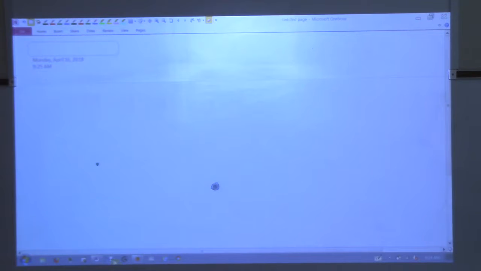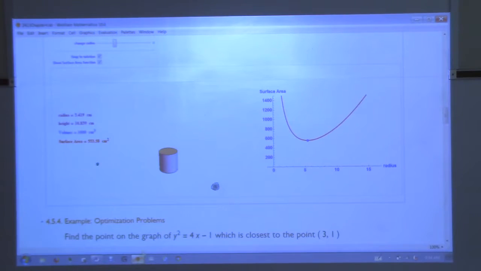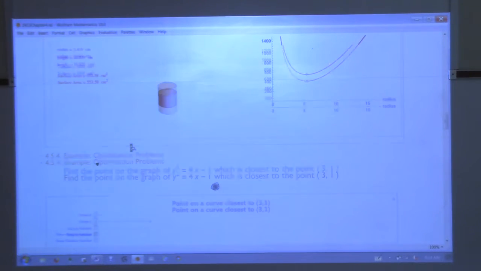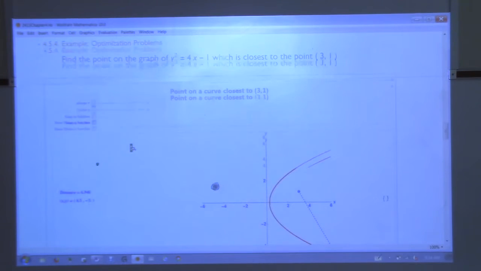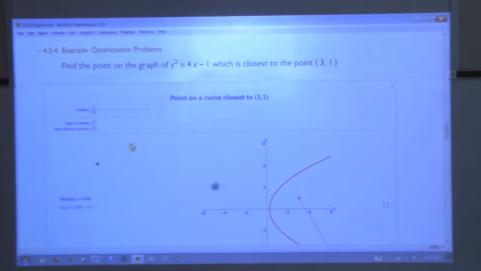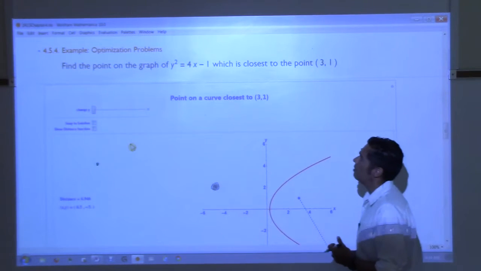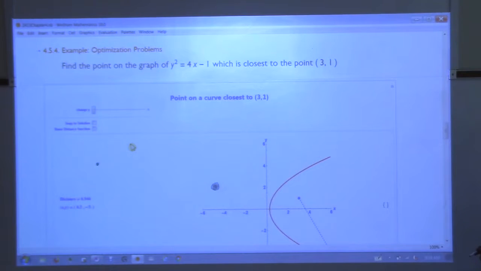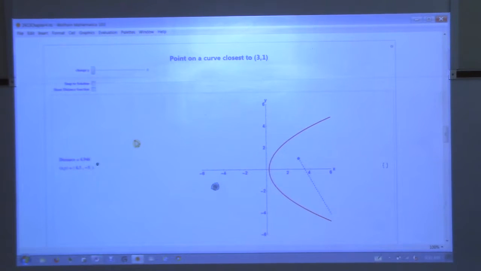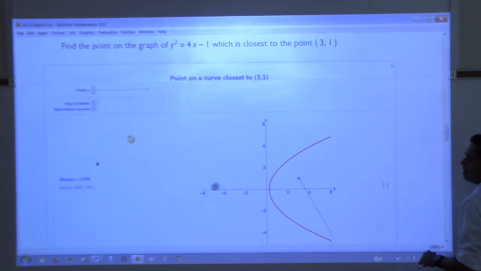All right, let's look at another problem here. This is going to be a little bit different. So there it is. Find the point on the graph of y squared equals 4x minus 1, which is closest to the point 3, 1. This is a very different problem. So you've got this parabola. I'll bring it back up here in a second.